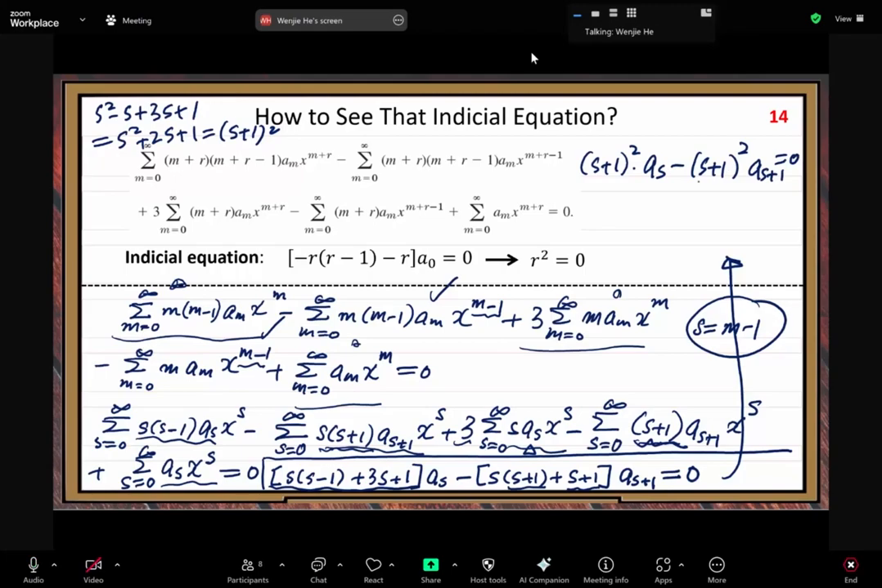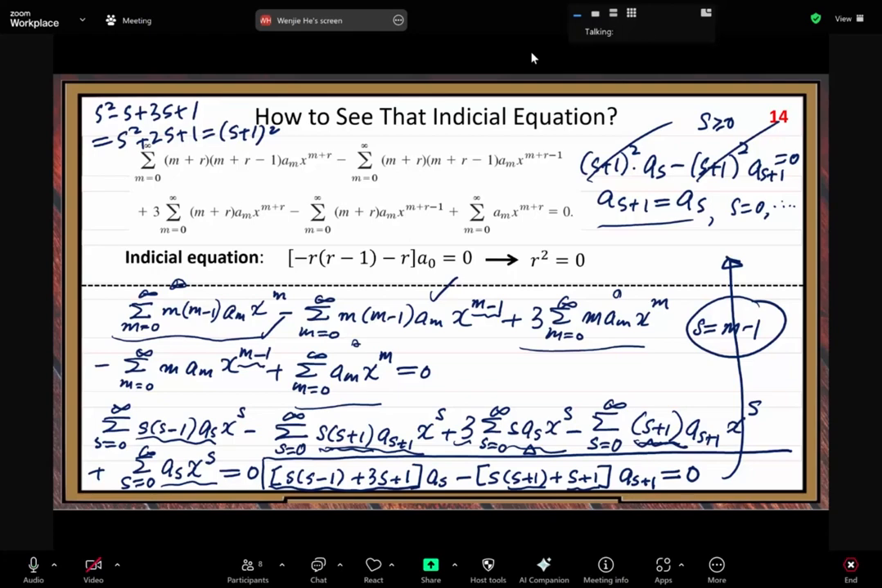Can we cancel out? Yes, because it's not 0, since S is greater than or equal to 0. So we can cancel out, and then you have A_{S+1} equals A_S, starting from 0, so S equals 0, and so on. So all the coefficients are the same: A0, all the same coefficient.